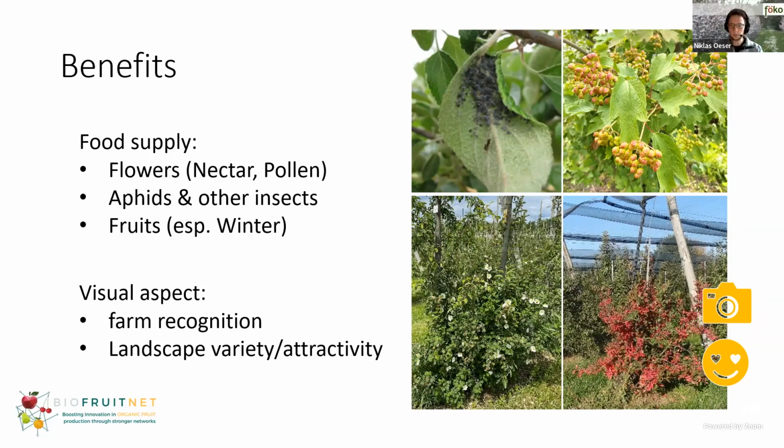And also, another point we valued in the project was the visual aspect. So we had a farmer saying very clearly that this can serve for his farm recognition, and also the landscape variety and attractivity raises up. I mean, if you go through your orchards and there is something else blooming, that's one small but might be important factor.